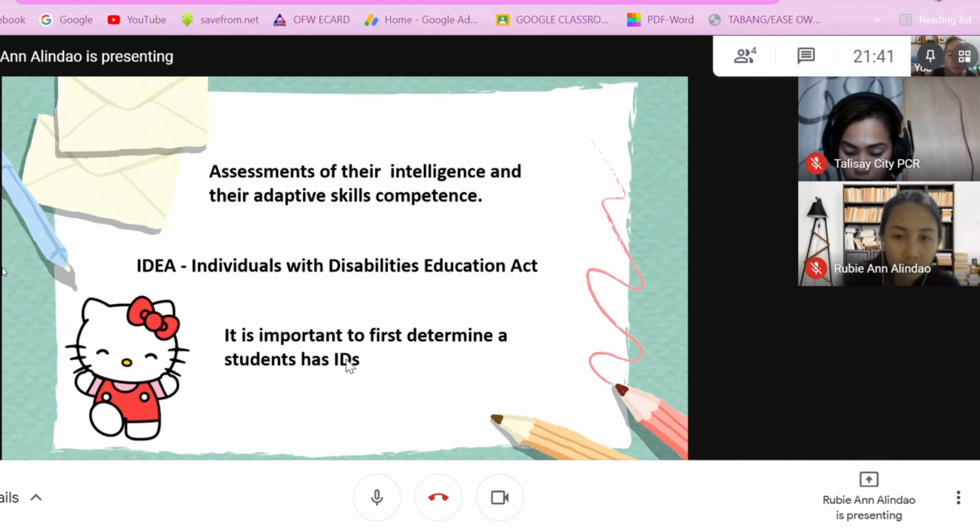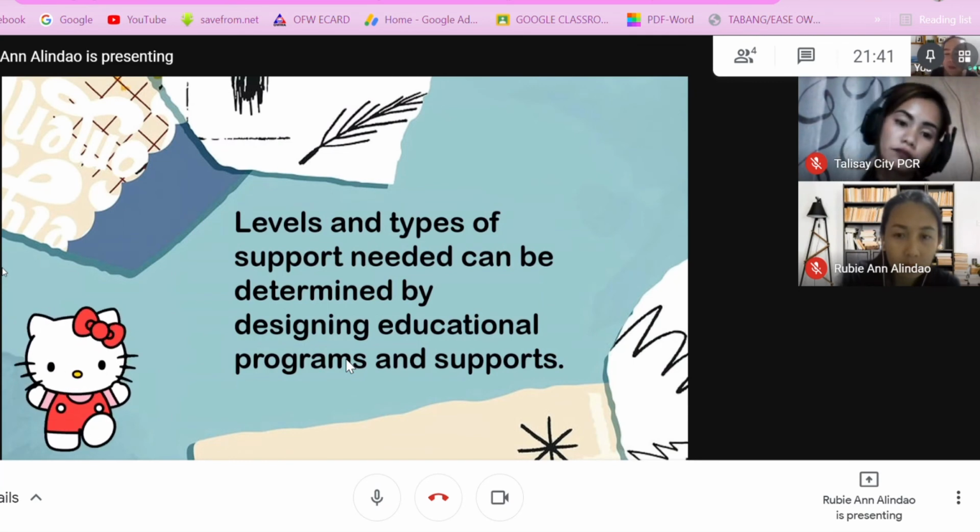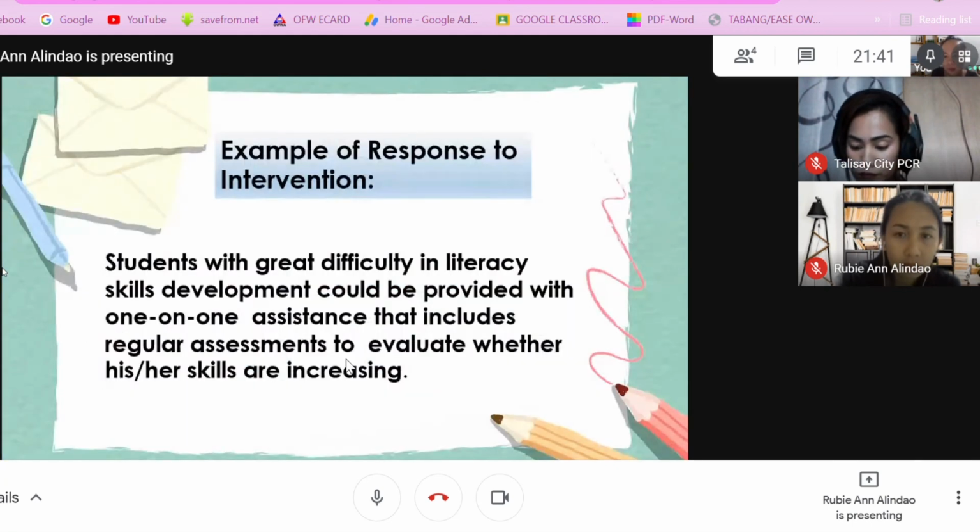Next, please. Alright, let's go to levels and types of support needed, which can be determined by designing educational programs and supports. For example, in response to intervention, students with great difficulty in literacy skills development could be provided with one-on-one assistance that includes regular assessment to evaluate whether his or her skills are increasing.